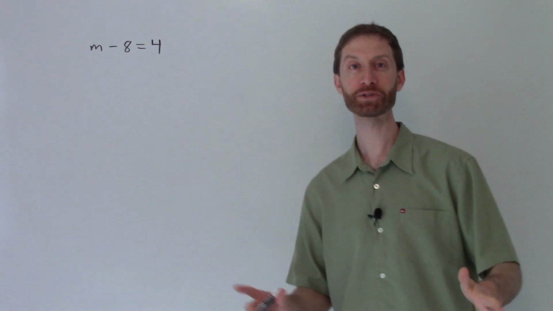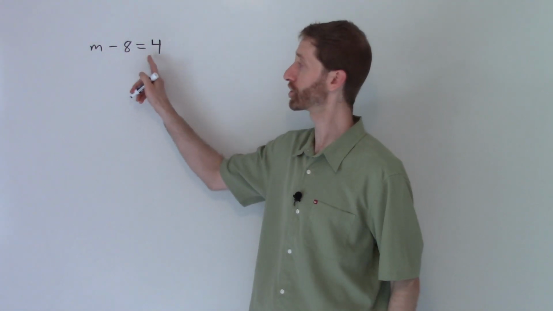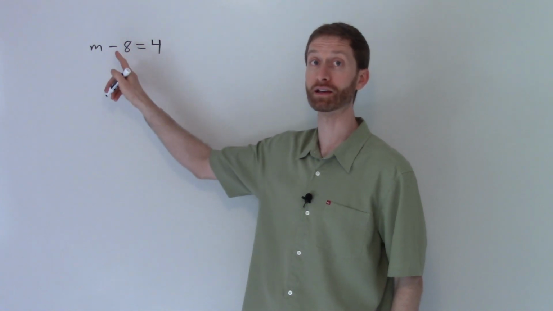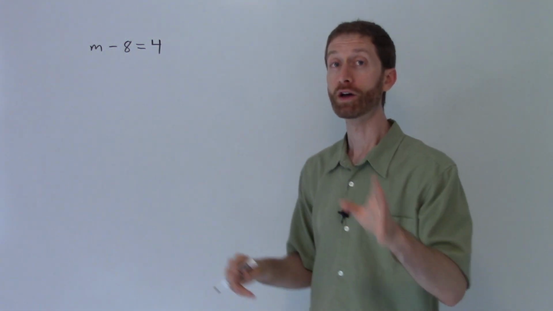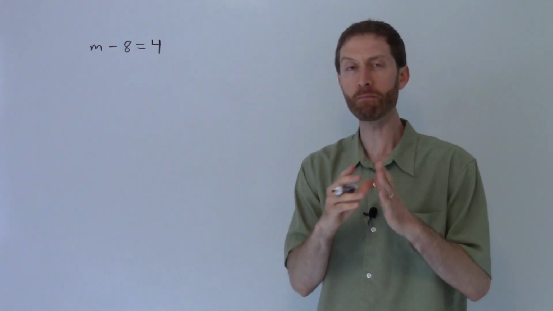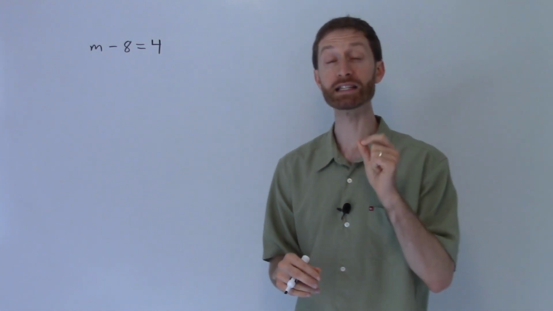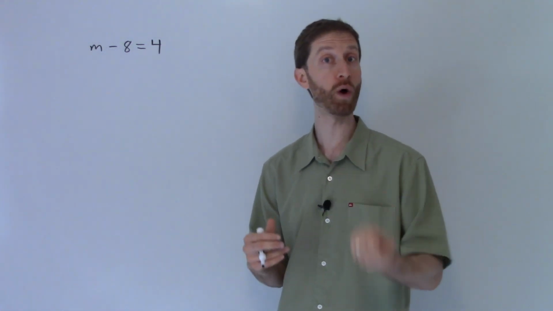Here we go, peeps. We are going to be solving what are called one-step subtraction equations. They look something like this. But before we get into why this works, I want to get into an even more basic principle, and it is called the addition property of equality.